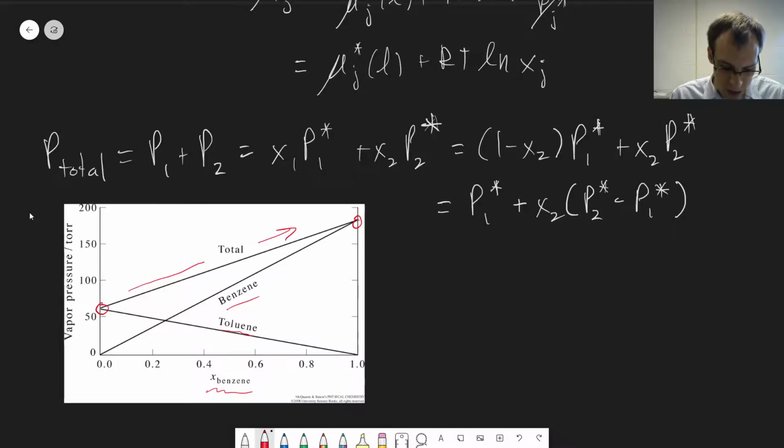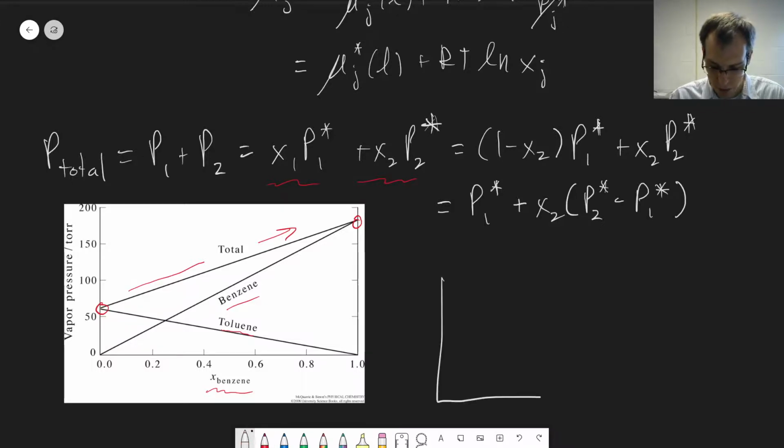And we can see each of benzene and toluene have this straight line behavior. This is following Raoult's law, right? So this is just this behavior here. And then when we add them together, we get an overall linear trend as well.